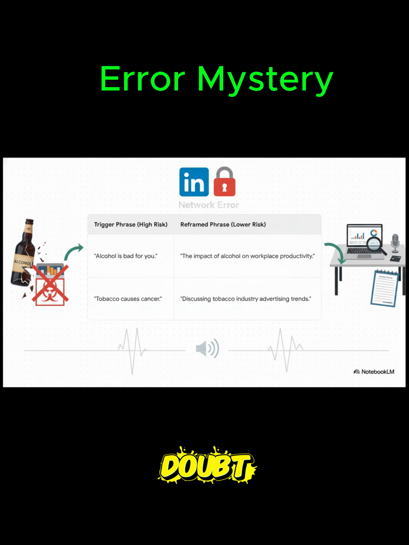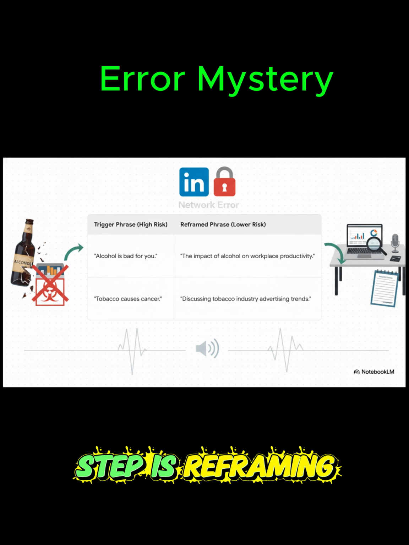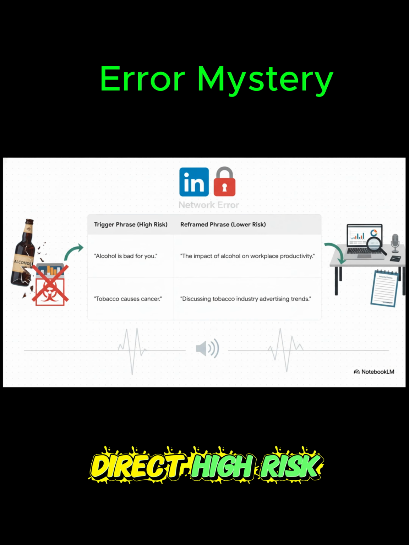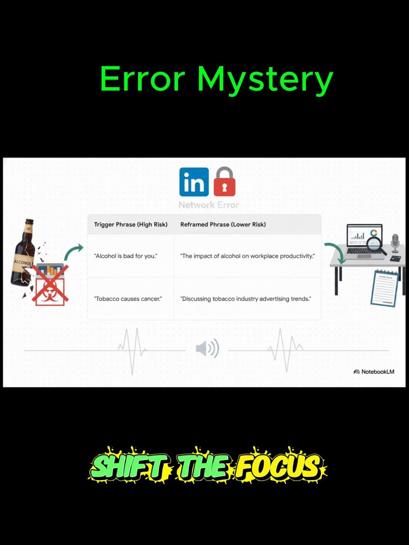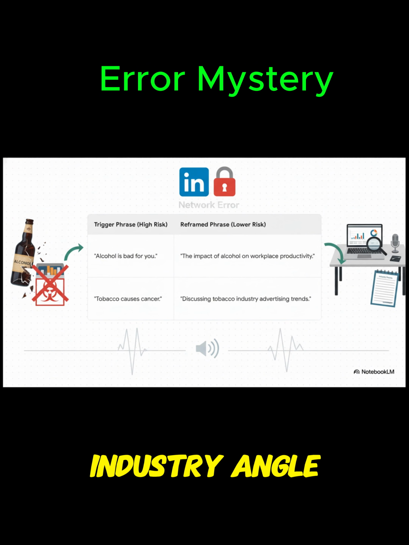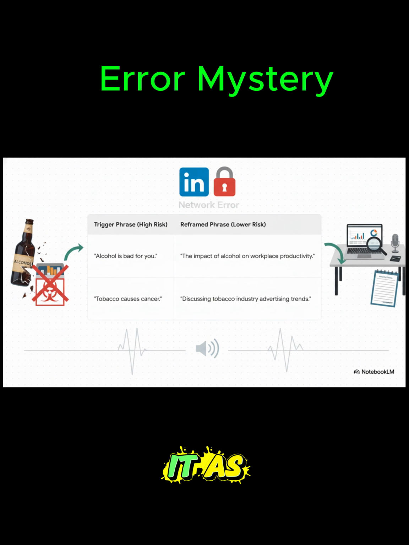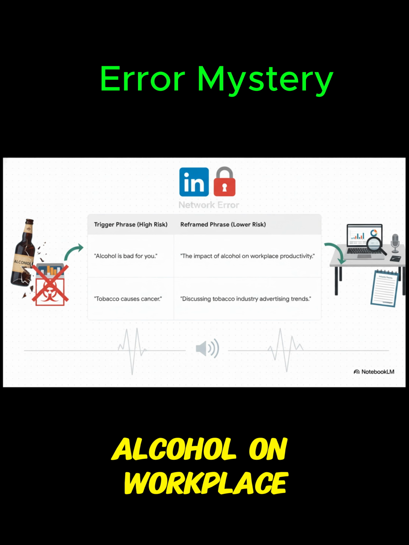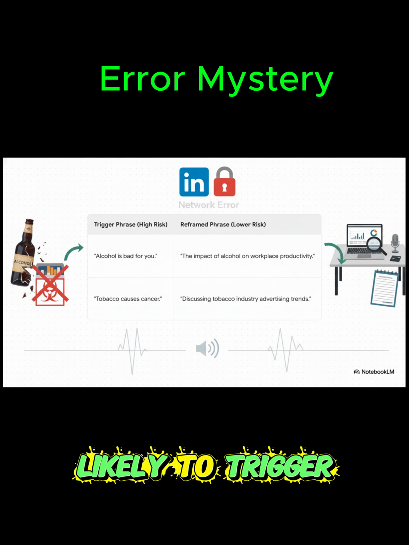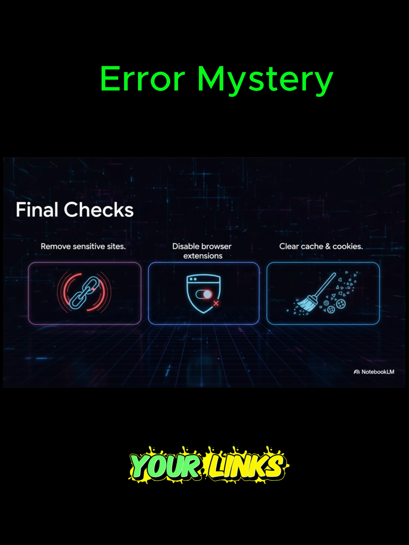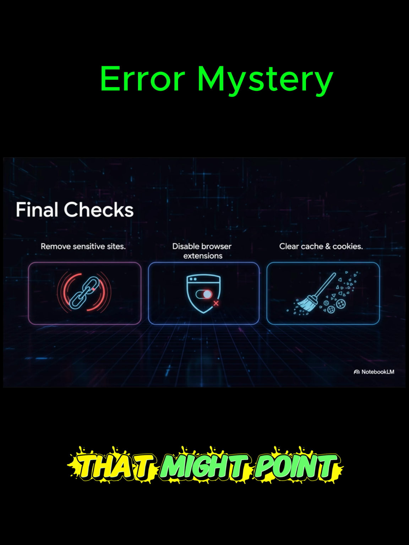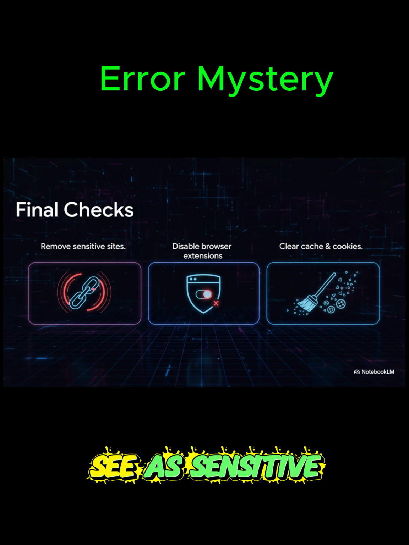Now, without a doubt, the most important step is reframing your language. Instead of a direct, high-risk health claim like alcohol is bad for you, you need to shift the focus to a professional or an industry angle. For instance, you could frame it as the impact of alcohol on workplace productivity. That's way less likely to trigger that sensitive medical advice filter. Next up, check your links. Get rid of any URLs that might point to sites the algorithm could see as sensitive.